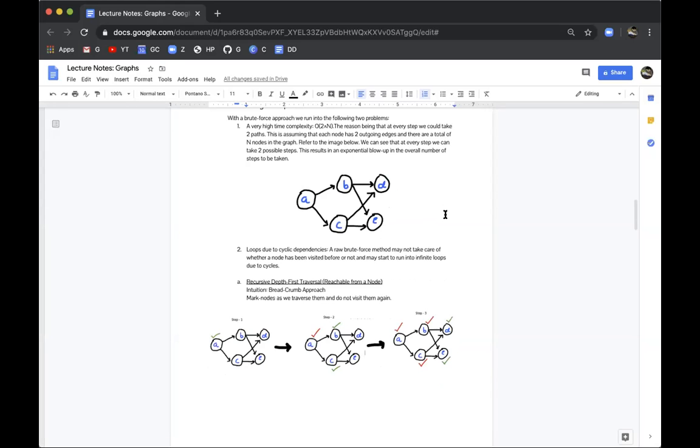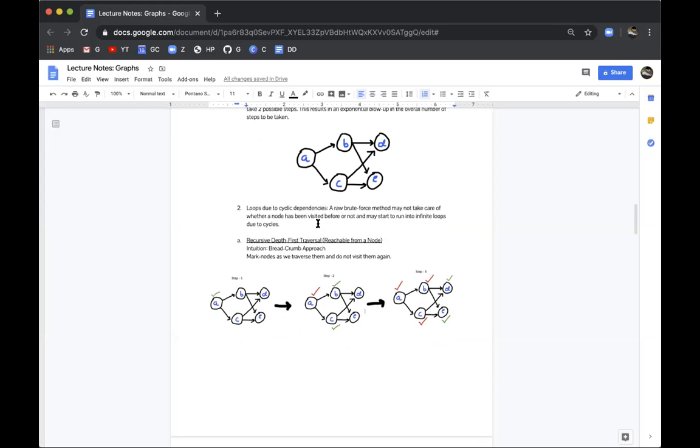So you would probably end up running into loops. This is an acyclic graph, but if this was a cyclic graph, so if D had an edge back to A, then when you visited D, you would jump back to A and the whole cycle would keep repeating. So the algorithm will never end. It will be super unoptimized, and you'll never get a result out of it. So we usually don't use brute force approaches for graphs.